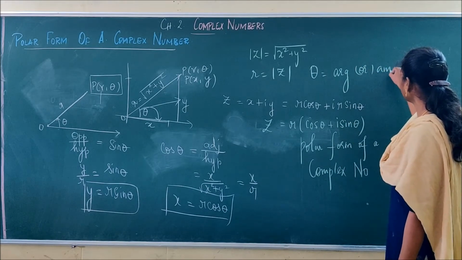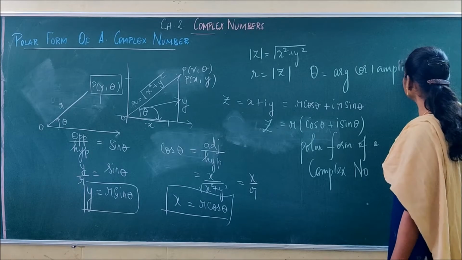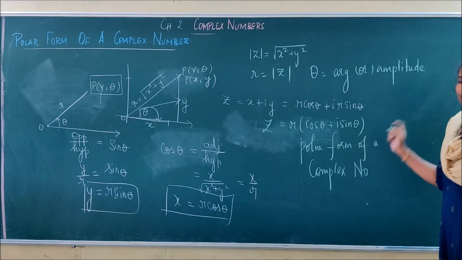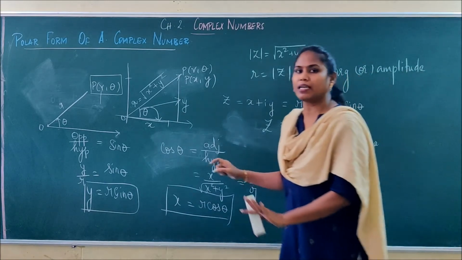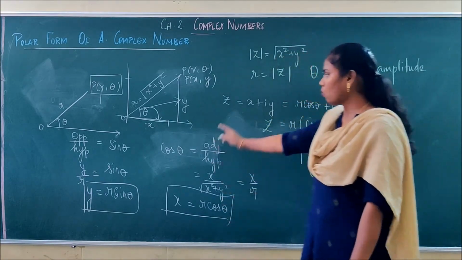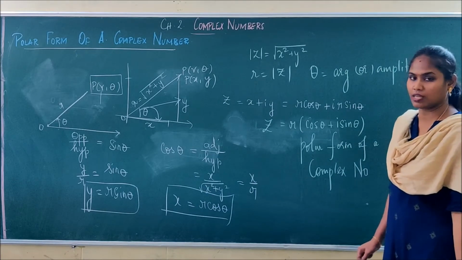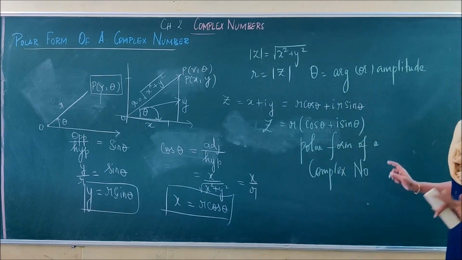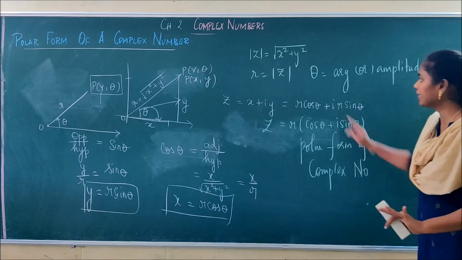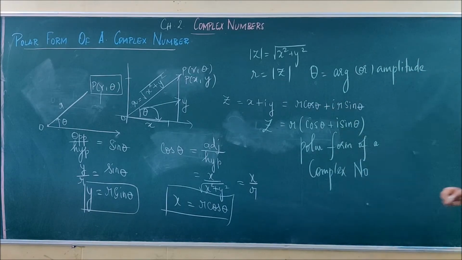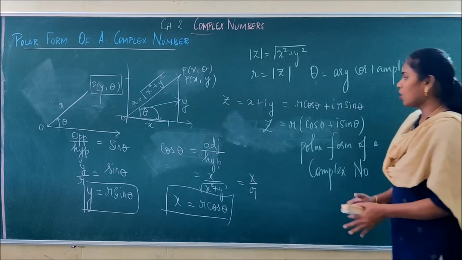That is nothing but the argument or amplitude, which is the angle made by the complex number with the x-axis, that is, the real axis or the imaginary axis? Real axis. Exactly what we have to say is, theta is the angle made by the complex number with the positive real axis. That is called argument.